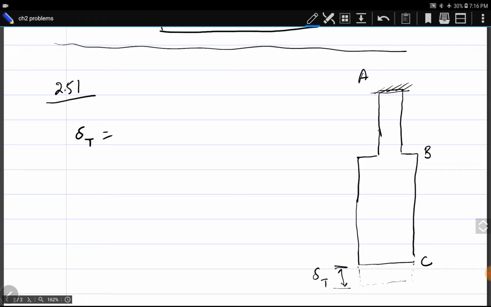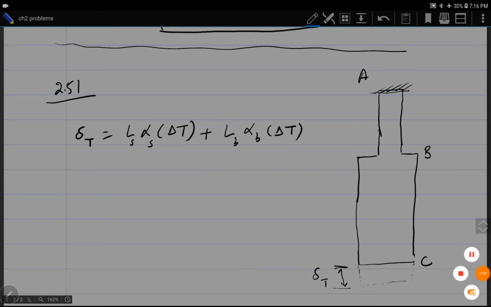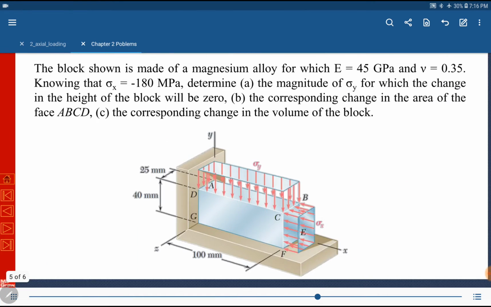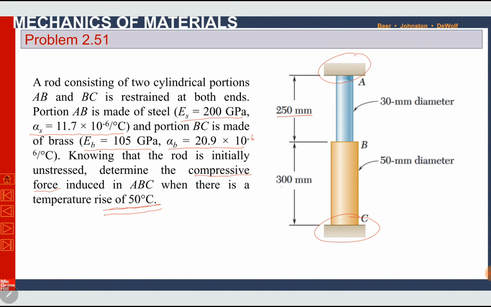heat, the increase in temperature. The thermal elongation is equal to L alpha delta T. So L, length of the steel portion, alpha of the steel portion into delta T, the change in temperature, plus length of brass, alpha of brass into delta T. This will be the total change in length due to increase in temperature. The length of the steel portion AB is given in the diagram. It is 250 mm. Length of brass is 300 mm.